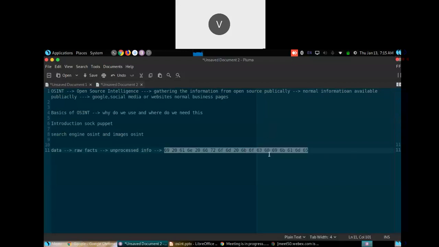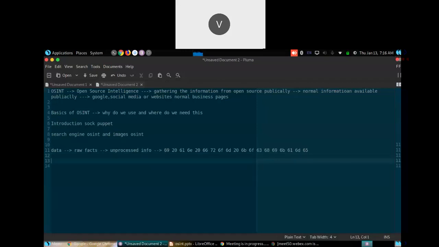Can any one of you tell me, does this give you any meaning? After seeing this, can you say anything about it, like what is this, is it meaningful? No, it's not meaningful. It's just some raw facts, just raw pieces of characters. So this is a kind of data: raw facts or unprocessed info which do not give any sort of meaning.